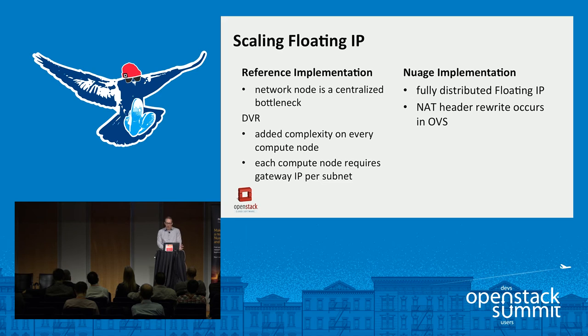For floating IP, a lot of the same challenges. I've already talked about most of them. Not only does each compute node require a gateway IP per subnet on DVR, I believe it still requires an IP on each floating IP subnet, which, again, you're burning an awful lot of public IPs. There was some work to try and fix that, and to the best of my knowledge, that didn't quite make it, but I still hold out hope. On the Nuage side, floating IP is fully distributed, so the one-to-one NAT function occurs at the compute node. That means that we do the header rewrite in OVS, and at that point, it's already on a floating IP. It can be handed off directly to a gateway and routed out to the internet or routed wherever else you want.